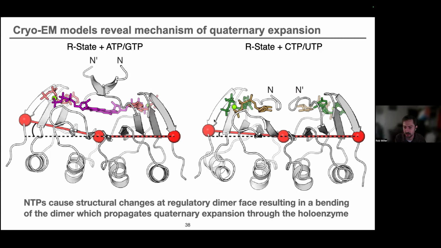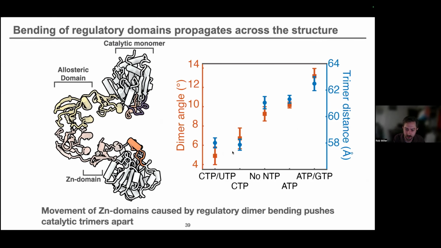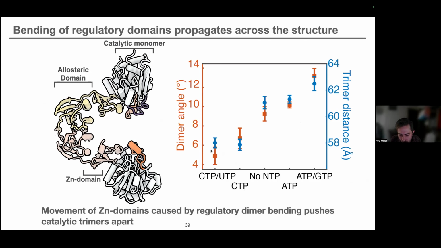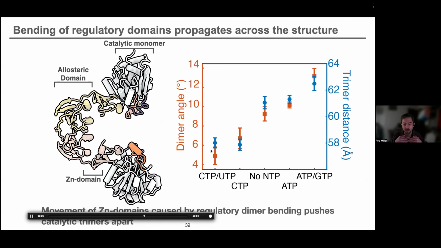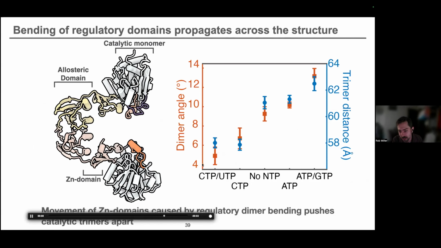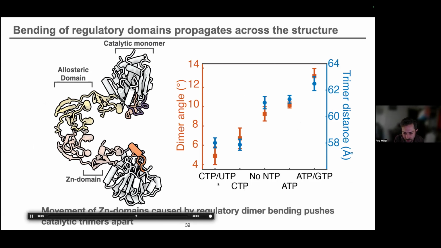So naturally, we wanted to ask, does the degree of bending at the face of the regulatory domain correlate with the degree of expansion that we see for each one of the enzymatic states that we've identified? And it's again a very exciting day in graduate school to see how well the small degree of bending at the face of the regulatory domain, again driven by the identity of the bound nucleotides, maps across the overall quaternary expansion.